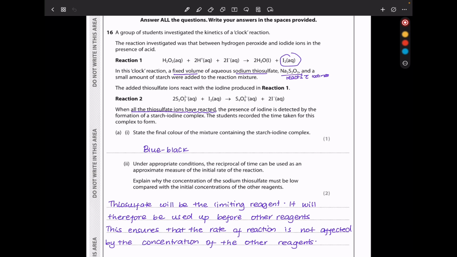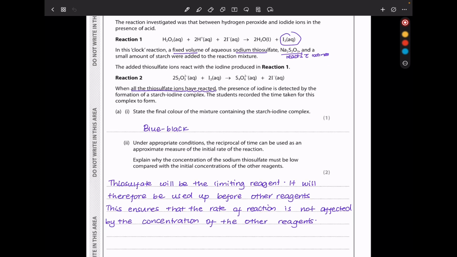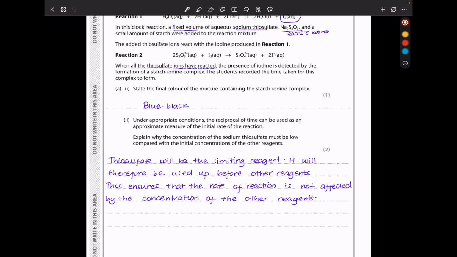And then in reaction 2, we see another equation. This is between thiosulfate and iodine. When all the thiosulfate ions have reacted, the presence of iodine is detected by the formation of a starch-iodine complex. The students recorded the time taken for this complex to form. Then they say state the final color of the mixture containing the starch-iodine complex. Because in the end we form the starch-iodine complex, this complex is going to be blue-black, so that should be the answer.